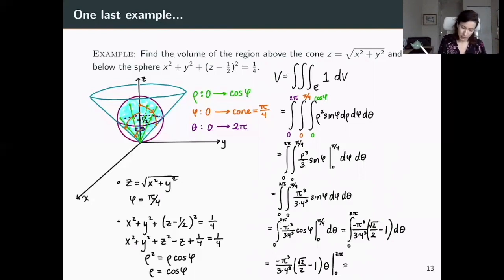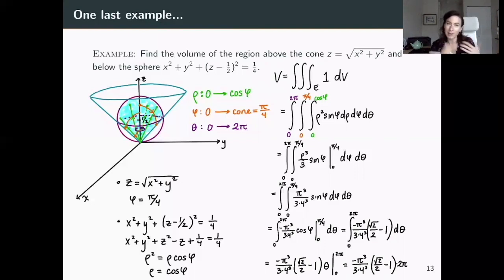And then evaluating this, we end up with negative pi over 3 times root 2 over 2 minus 1 times 2 pi as the final volume of this ice cream cone shaped region.